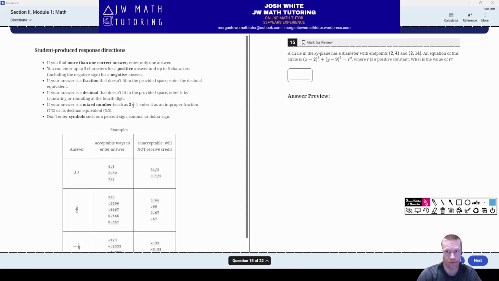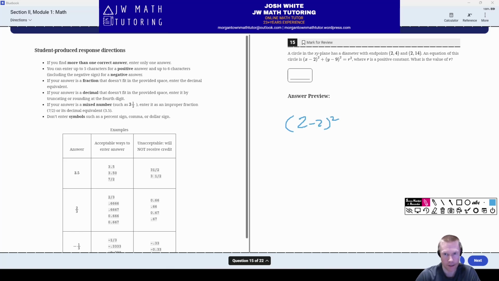Next up, question number 15. Here we have a circle. We know its diameter endpoints, and they give us the standard form equation, but there's one part missing. What's the radius of it? So what they want you to do here to find the r value is take one of these points and plug it in. Yes, because these are endpoints on the circle.